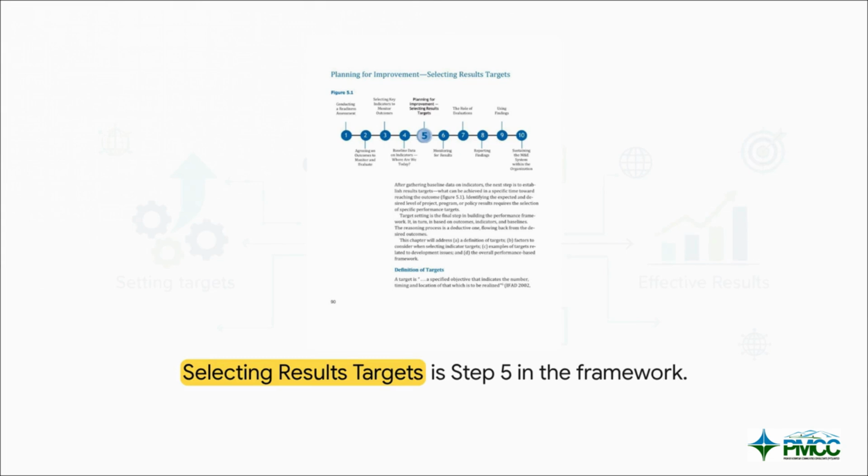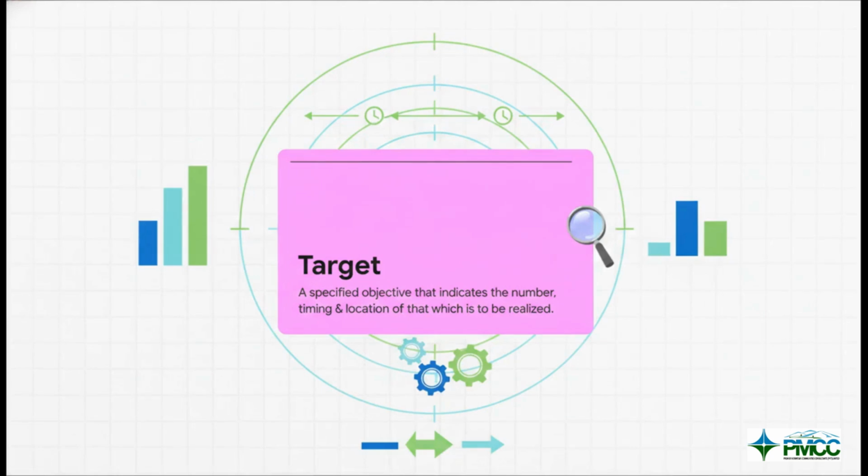It's kind of like a deductive process. We basically flow backward from our big desired outcomes to figure out the tangible milestones we need to hit to get there. Just so we're all on the exact same page, let's look at the formal definition. A target is a specified objective that indicates the number, timing, and location of what is to be achieved. Put simply, targets are the quantifiable levels of the indicators that an organization wants to reach within a specific time frame. They take those broad desired outcomes and translate them into concrete, measurable achievements.